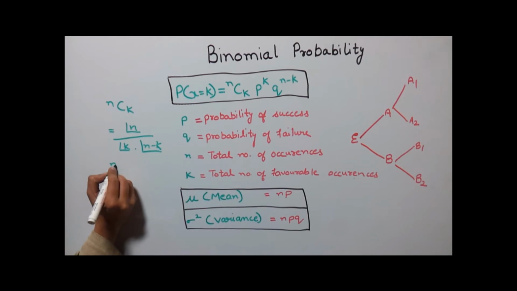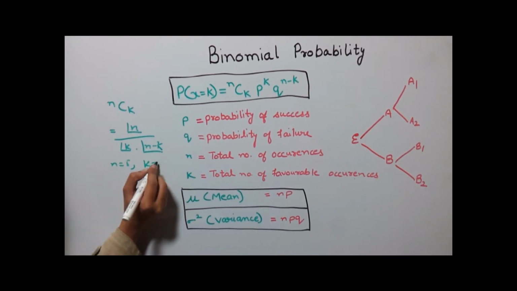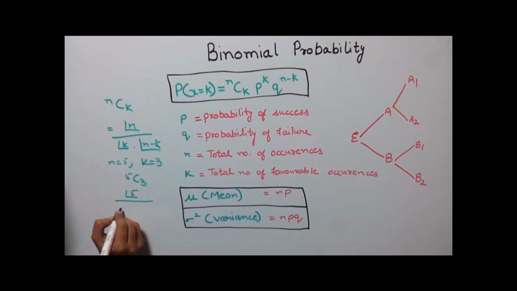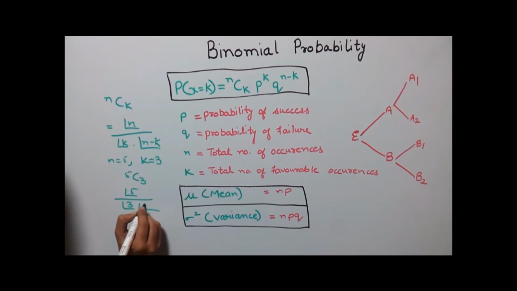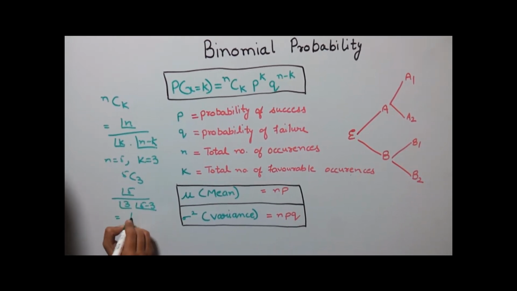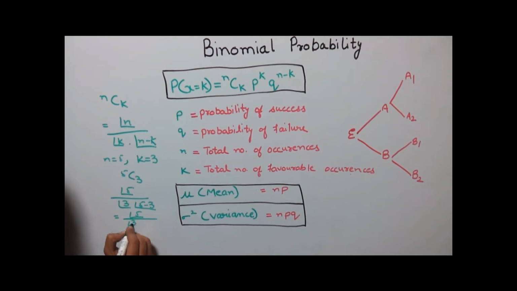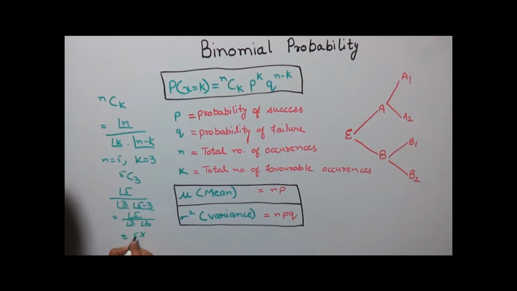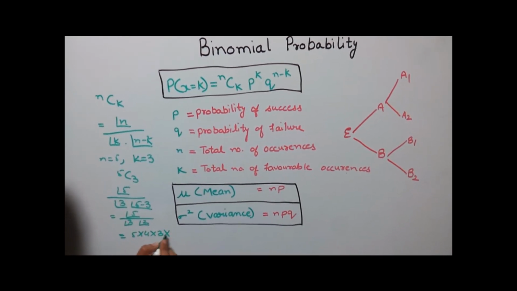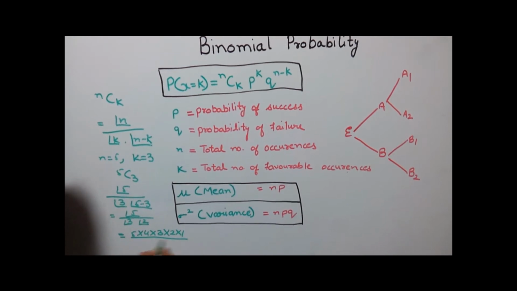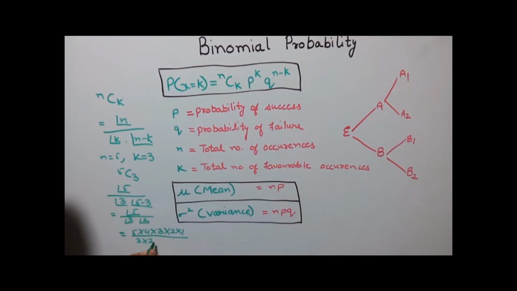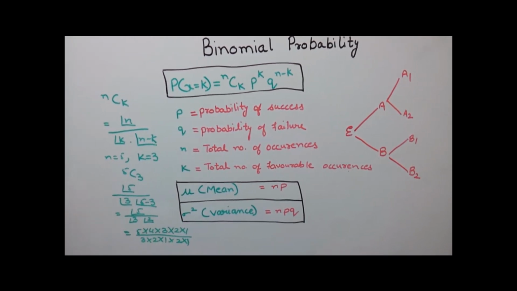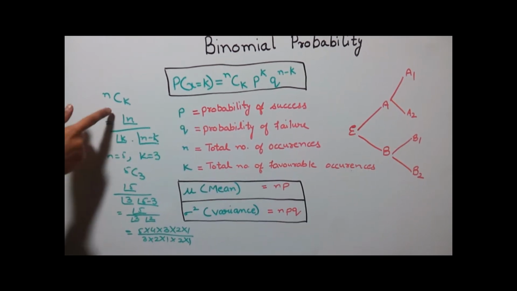For example, if N equals 5 and K equals 3, we have 5C3, which will be written as factorial 5 divided by factorial 3 into factorial 5 minus 3, which is equal to factorial 5 divided by factorial 3 into factorial 2. This will be equal to 5 into 4 into 3 into 2 into 1 divided by 3 into 2 into 1, again into 2 into 1. So in this way this NCK is calculated.